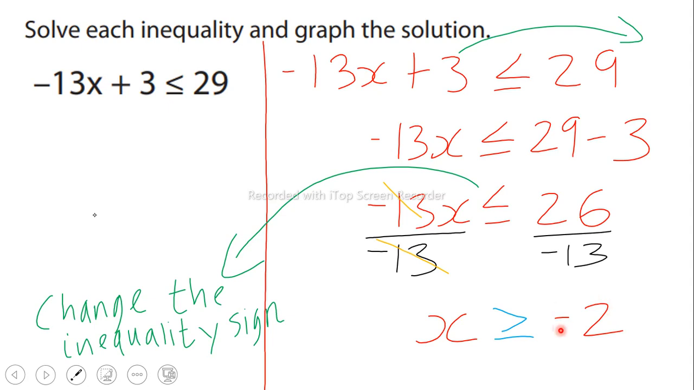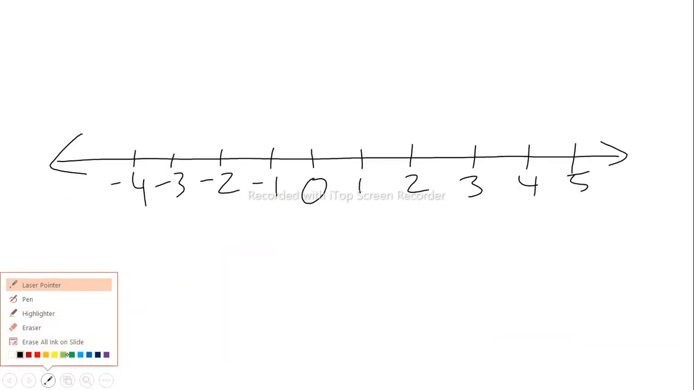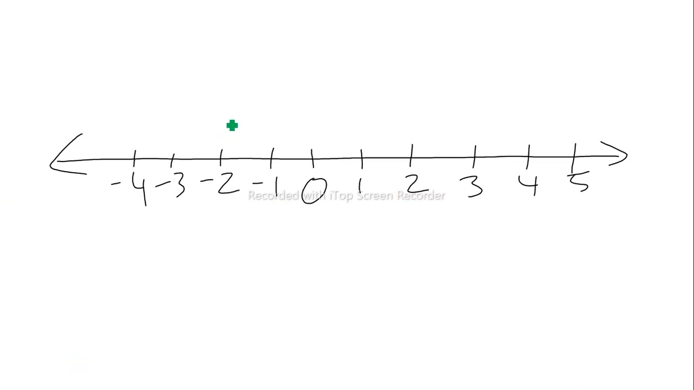So we've got to go to negative 2. Now it says equal to. So x is greater than or equal to negative 2. So are we going to leave it unshaded or shaded? Shaded. Definitely. So we're going to shade it. That's important. So we draw a circle here on negative 2.